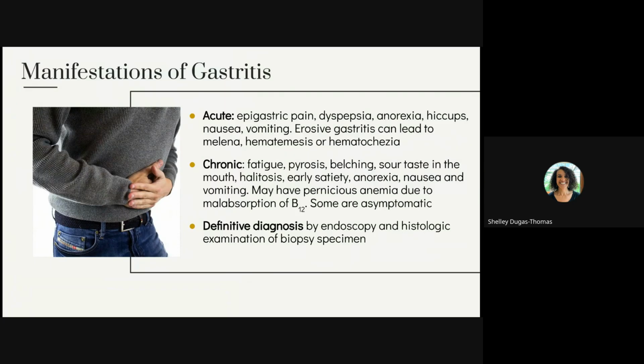Chronic gastritis, the patient may present with fatigue, heartburn, which is pyrosis, belching, sour taste, bad breath, early fullness, anorexia, nausea, and vomiting. It can also lead to pernicious anemia from vitamin B12 malabsorption, though some patients may be asymptomatic. And diagnosis is usually confirmed by endoscopy and biopsy for histology examination.